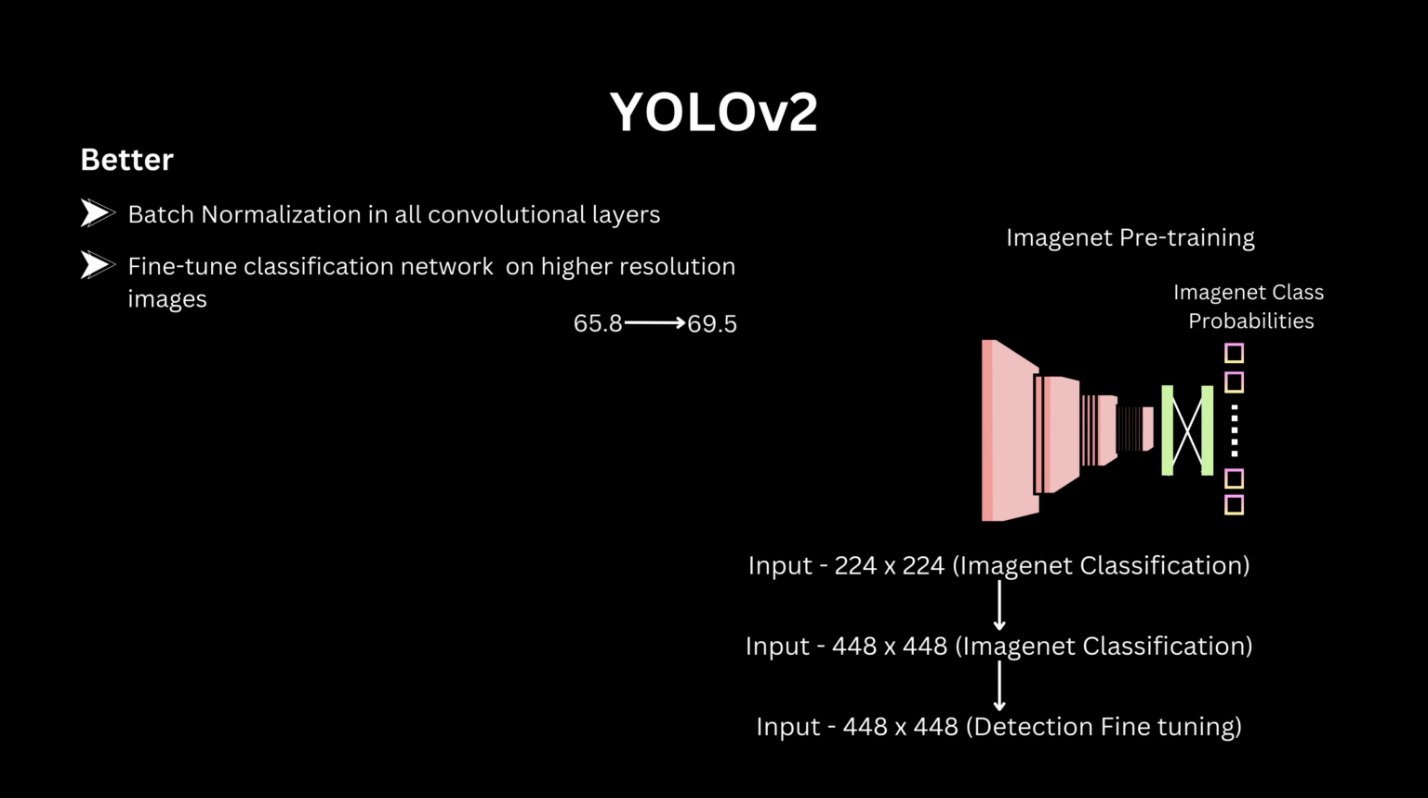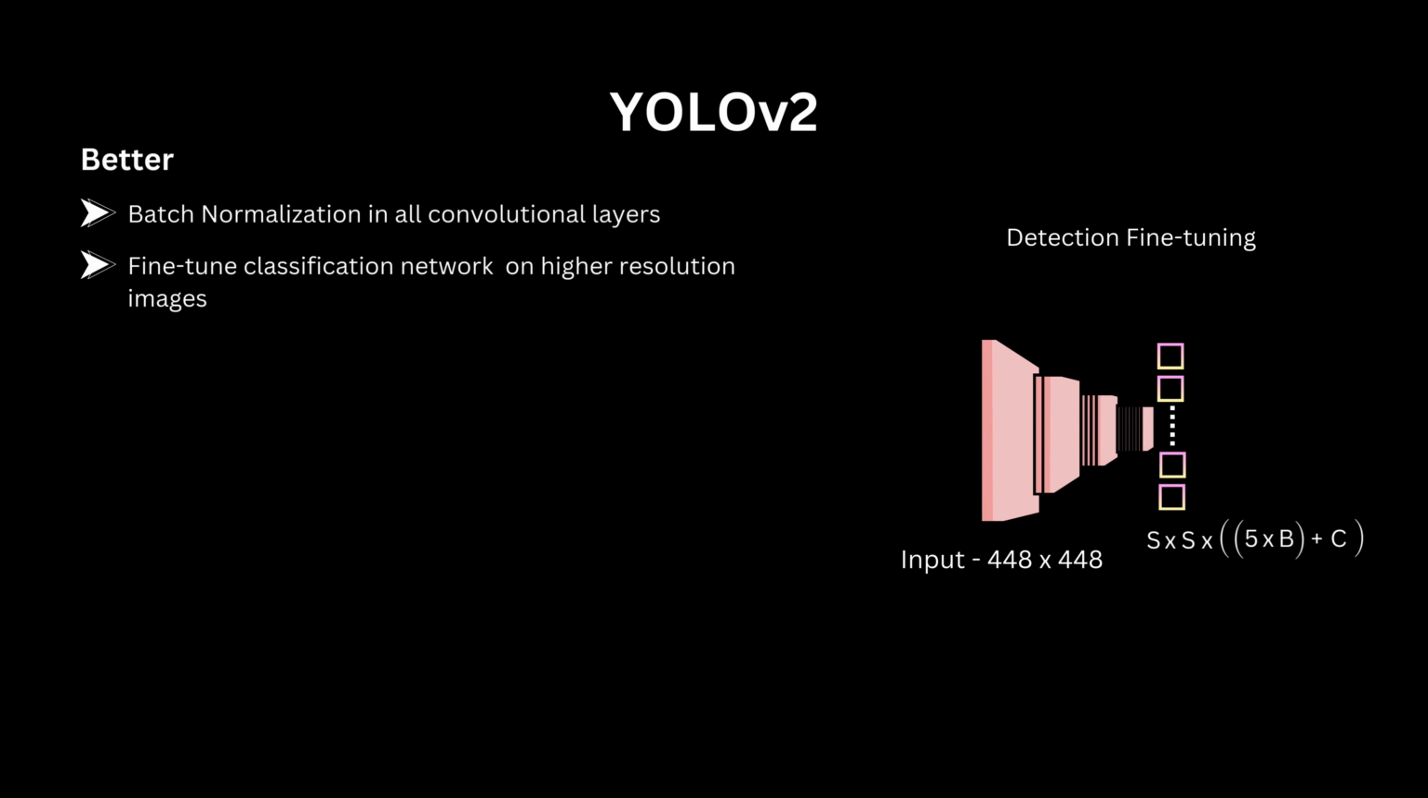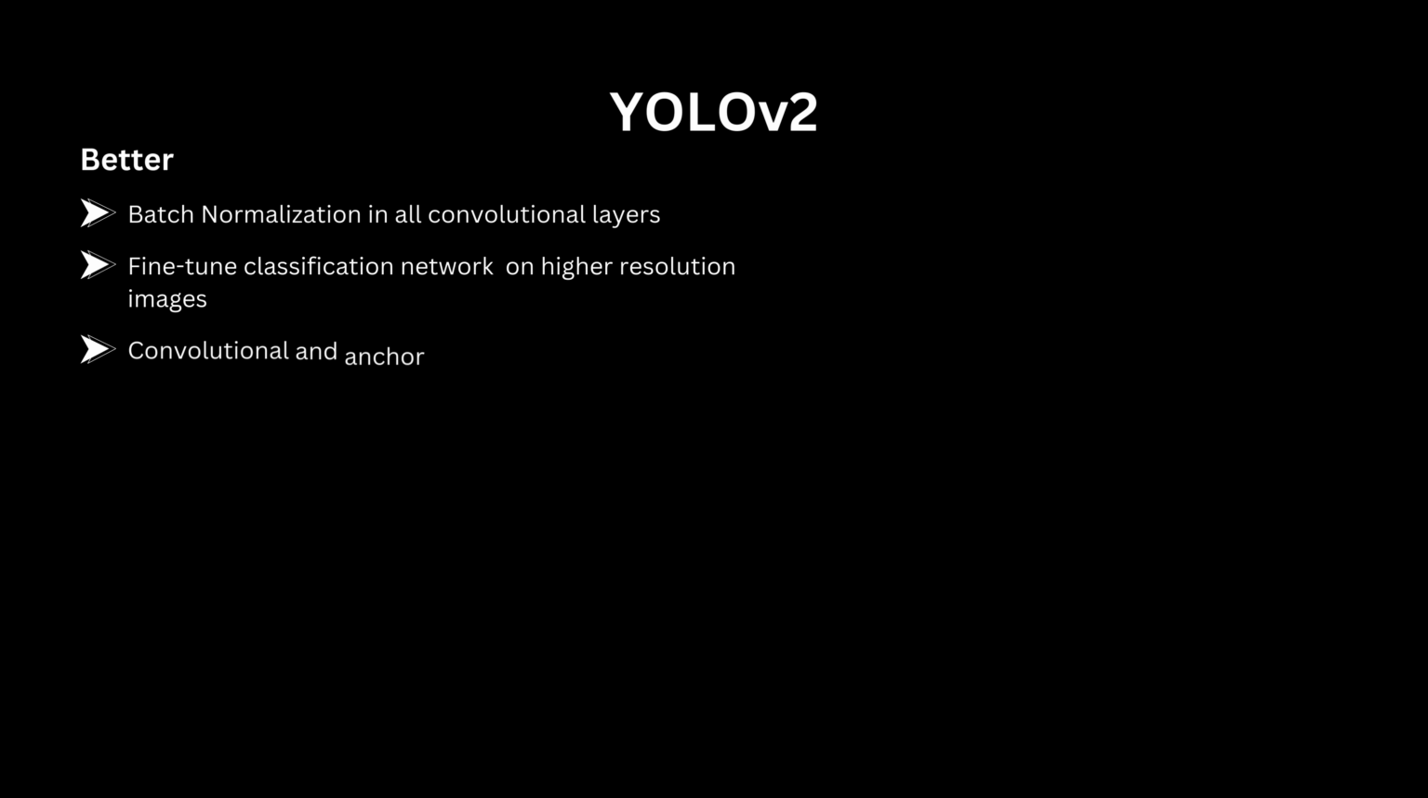Let's move to the third change. Our final prediction layer in YOLOv1 was an FC layer. We now make the entire YOLO model fully convolutional and also adopt the anchor box approach of Faster R-CNN for making box predictions. If you aren't aware of anchor boxes, I've covered that in my Faster R-CNN video in detail, so do take a look at it if you feel you need to review anchor boxes.